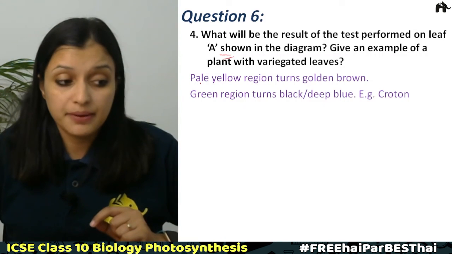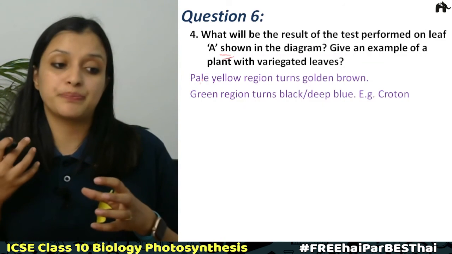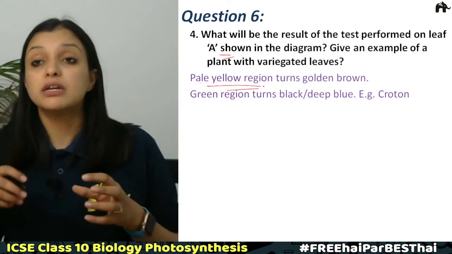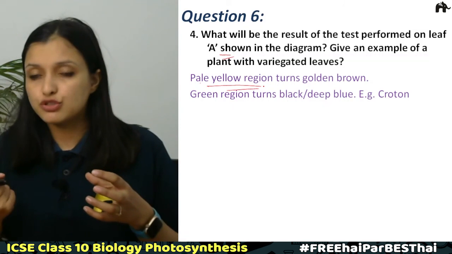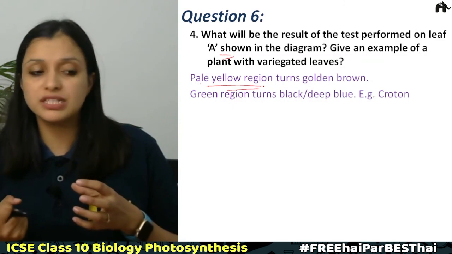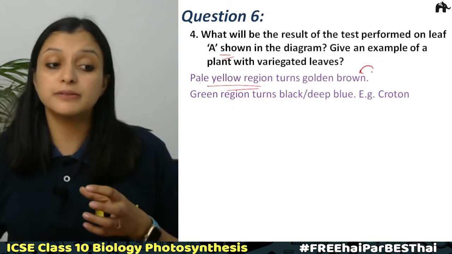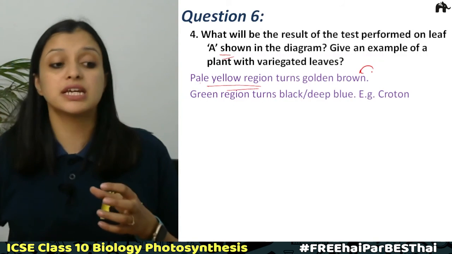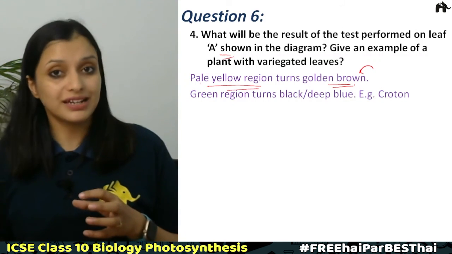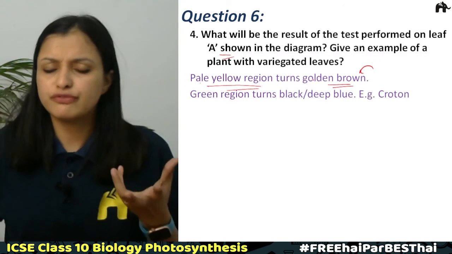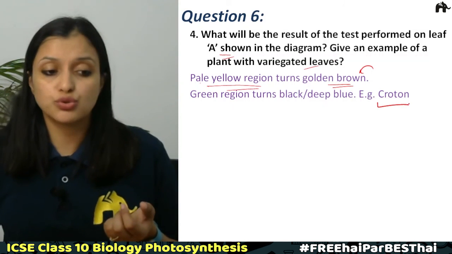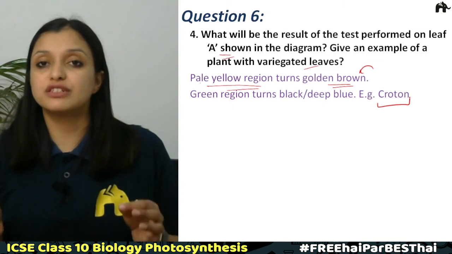So the leaf A, when we will perform that starch test, we will see that initially it will be pale yellow, because when there is no sunlight, that chlorophyll will also degenerate, right? It will also lose its color, and when we perform the iodine test, we will see the golden brown color on the leaf, not the blue black color. Okay, now the example of a variegated leaf is the croton. Croton is the best example of the variegated leaves.